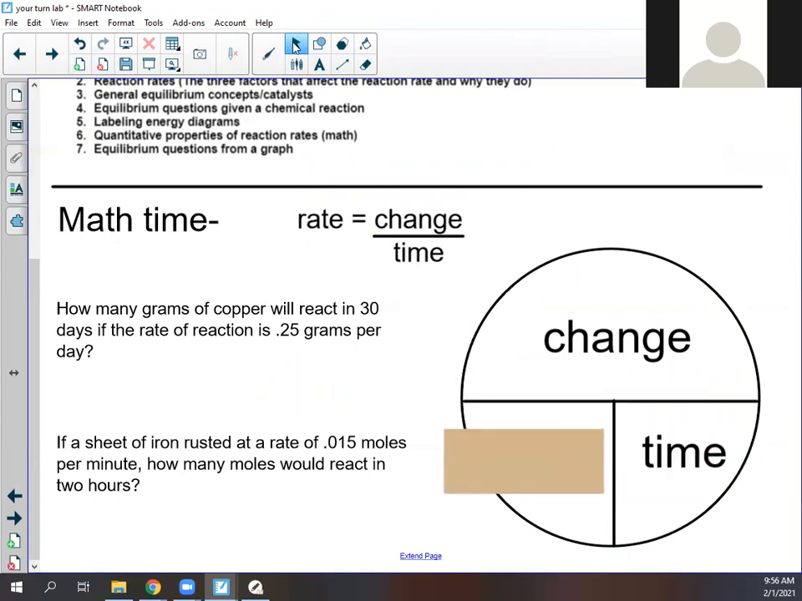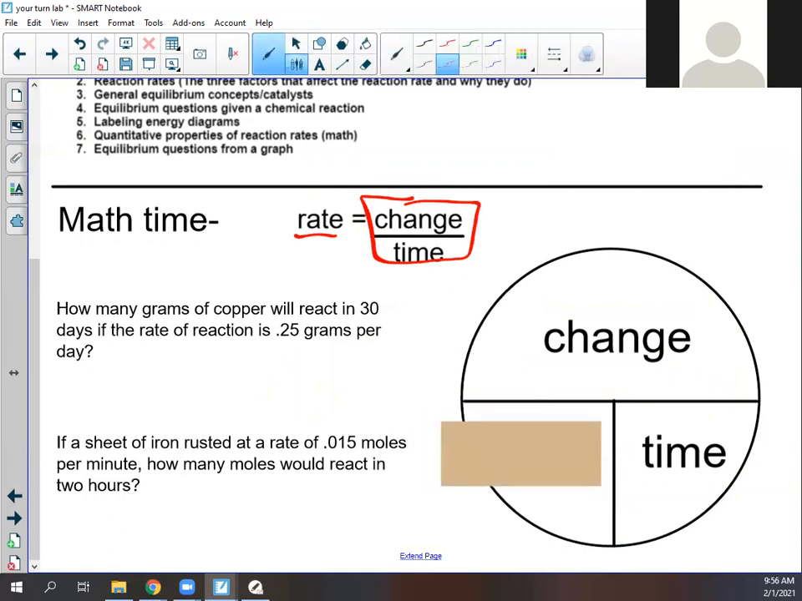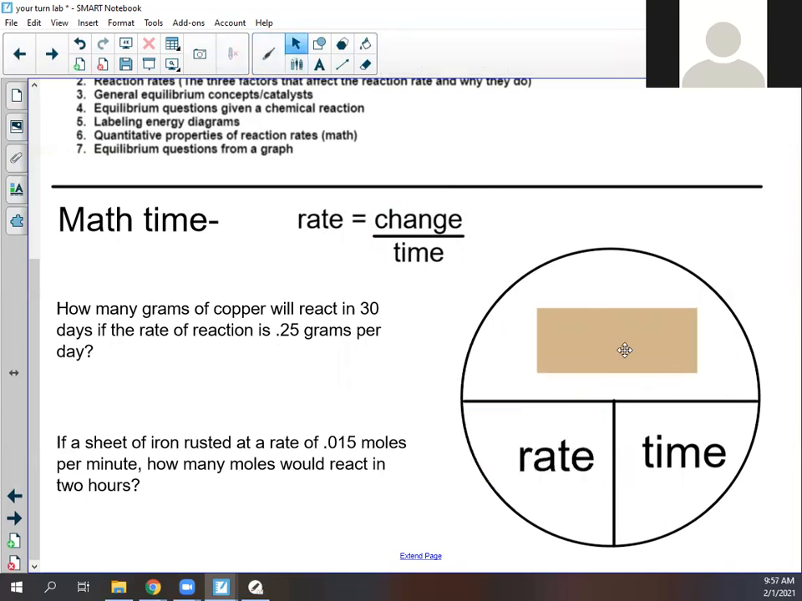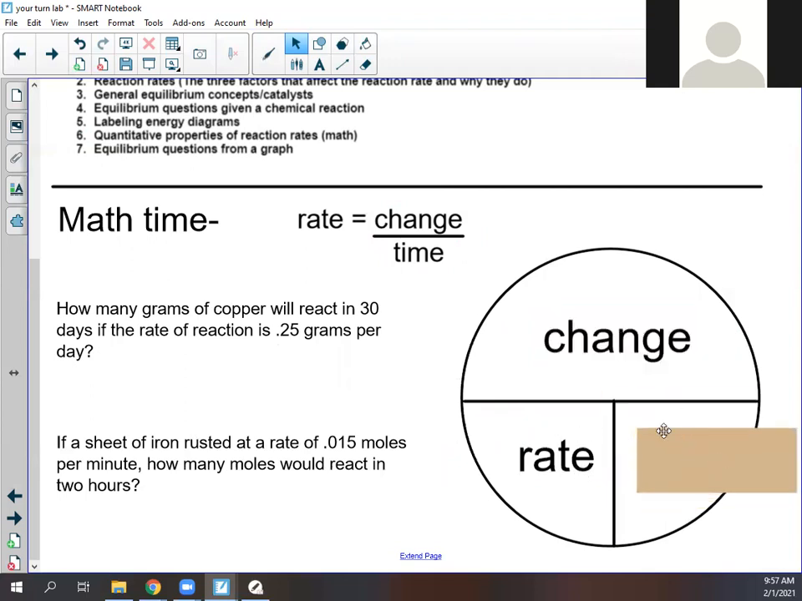So if you look right here, you'll notice rate is equal to change divided by time. If I cover up rate, you'll notice it is change over time. If you wanted to solve for change, you would cover it up, and that would leave the rate times the time. If you wanted the time, you'd take the change over the rate.